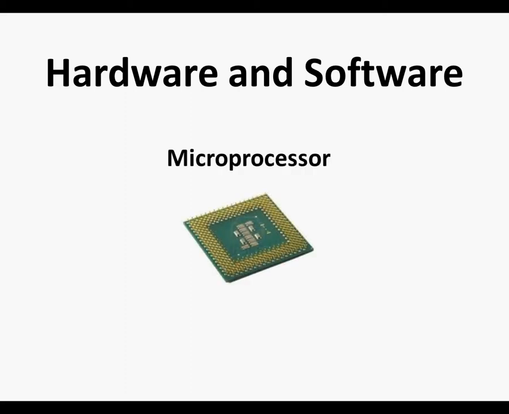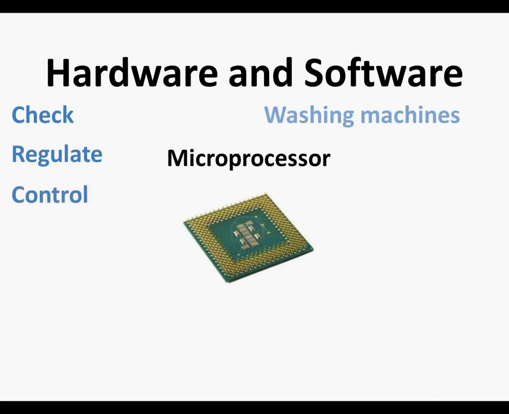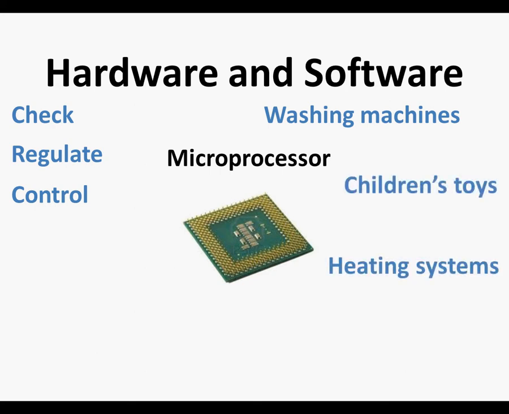Microprocessors. Microprocessors are usually on the exam. They allow us to check, regulate and control. They can be found in everyday objects such as washing machines, children's toys, heating systems, alarm systems, traffic lights.